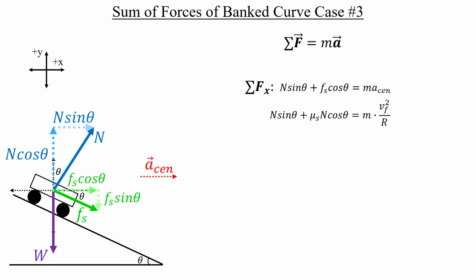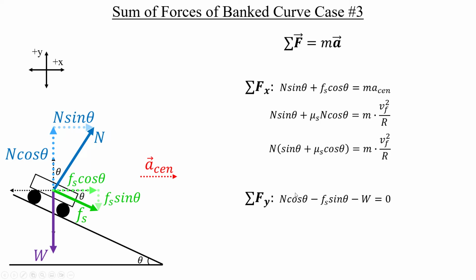One last thing we can do is factor out the normal force on the left-hand side, since both terms there include it. And that's it for this direction. Let's move on to the sum of forces in the y direction. It's a pretty similar approach. Just be sure to include that sine portion of the static friction in this expression, which points down, so it's negative. I'll move the weight over to the other side first, and then replace things with the proper definitions.